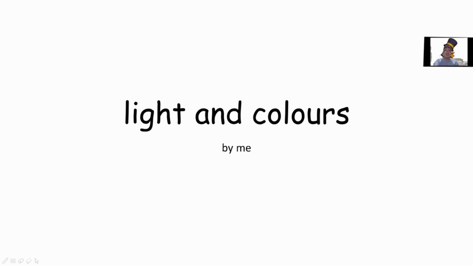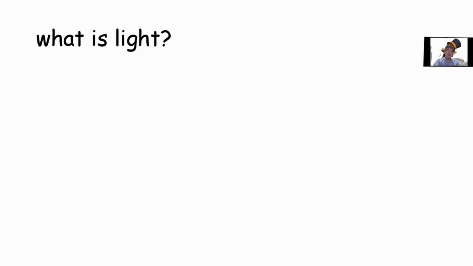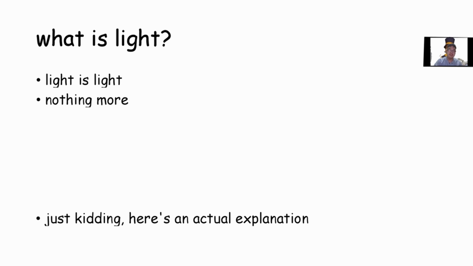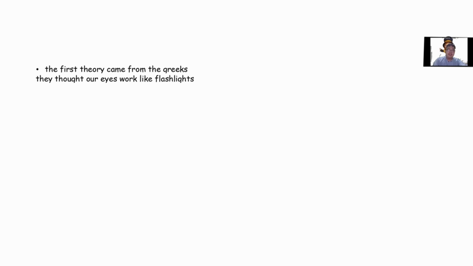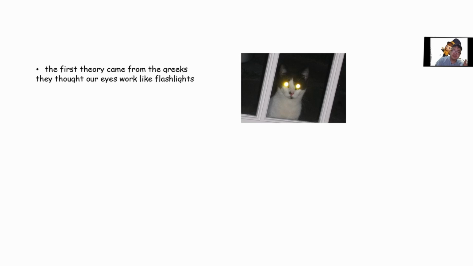So light and colors. Now, what is light? Light is light. Nothing more. Just kidding, it's an actual explanation. So the first theory came from the Greeks. They thought our eyes work like flashlights, as if our eyes can produce their own light. They probably theorized it when they saw a cat.